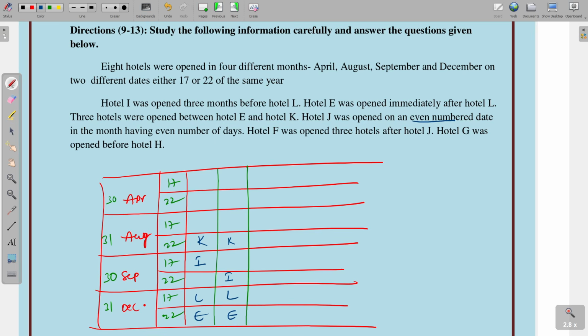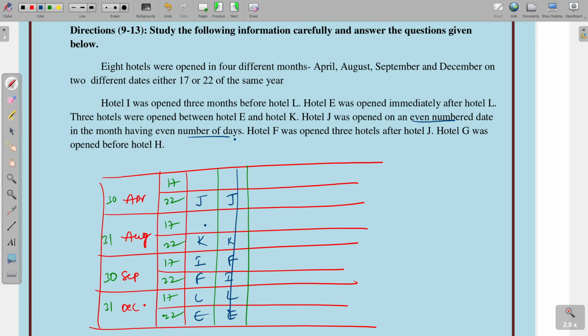Hotel J was opened on an even number date in a month having an even number of days. That is J. So see April 22nd, here is J, and next in September we don't have any place to fix J, so J is placed here. Next, Hotel F was opened 3 hotels after J. So 1, 2, 3. Here F is placed here. Here we don't have any place to fix L.